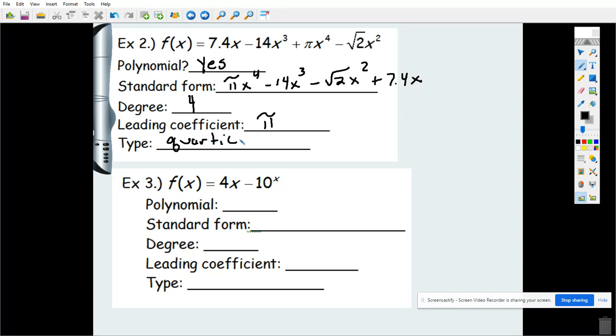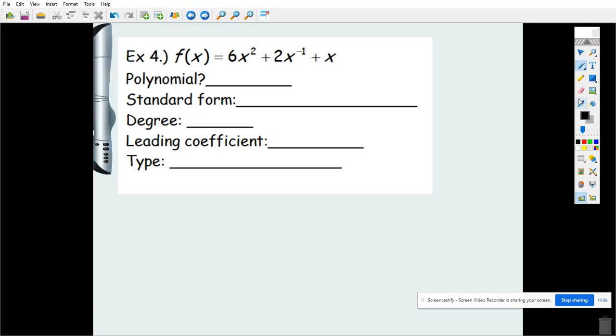Okay. This one right here, is this a polynomial? And the answer to that is no. If it's not a polynomial, I can't put it in standard form. I can't tell you the degree. And it's not a polynomial because it's raised to the x power here. Okay, this one. Is it a polynomial? No. Why no? Because it's raised to the negative first power. This means it's not a polynomial.